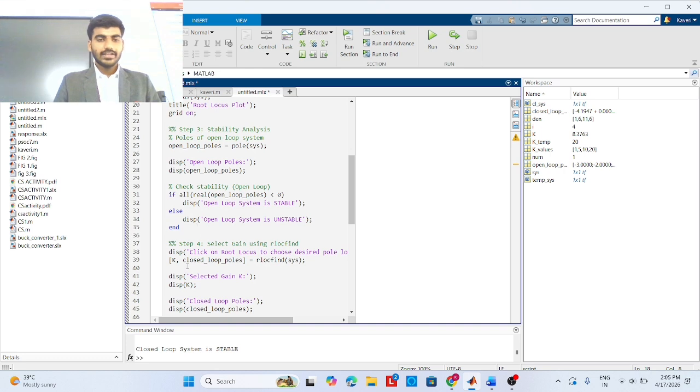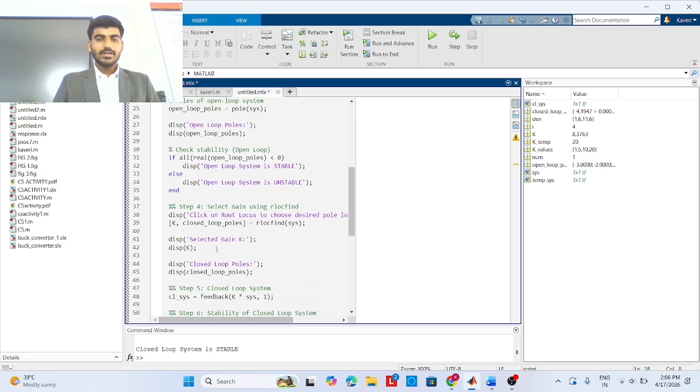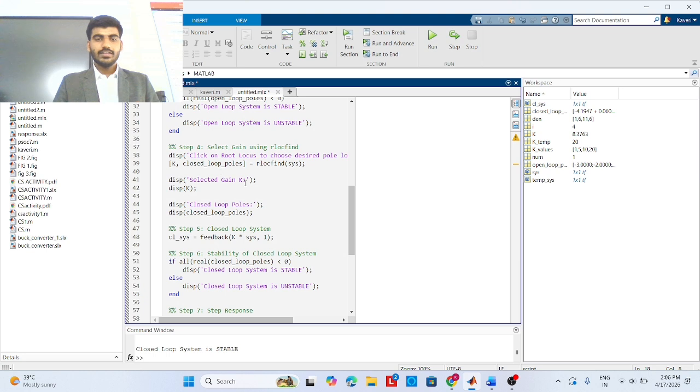When I select the gain in the root locus plot, MATLAB gives the gain value and the corresponding closed loop poles. Next is the step: select the gain.